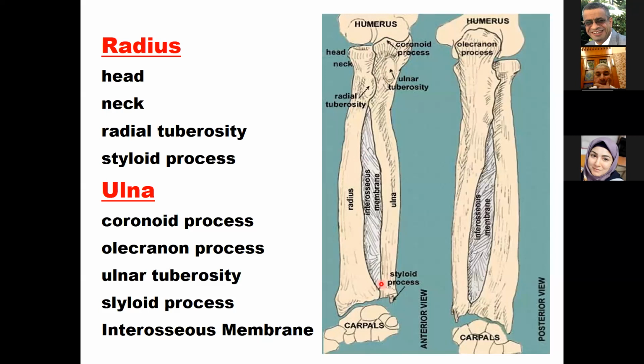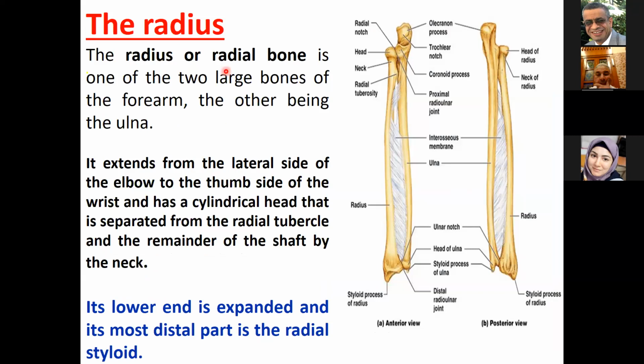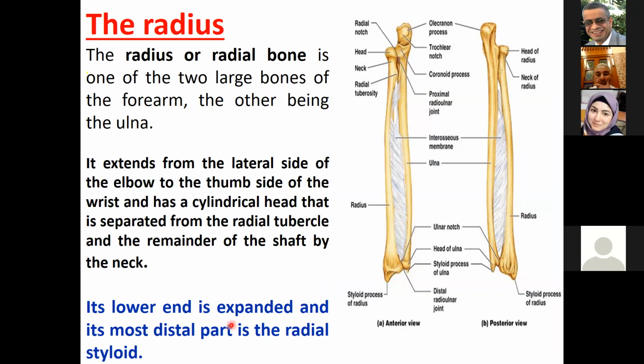The radius. The radius, or radial bone, is one of the two large bones of the forearm, the other being the ulna. It extends from the lateral side of the elbow to the thumb side of the wrist and has a cylindrical head that is separated from the radial tuberosity and the remainder of the shaft by the neck. Its lower end is expanded and its most distal part is the radial styloid. This is the radial bone.